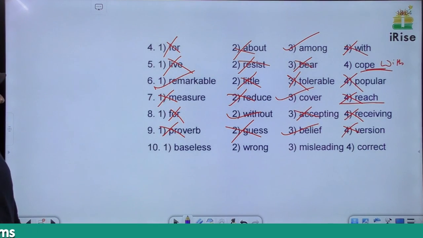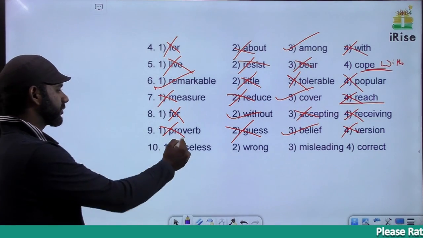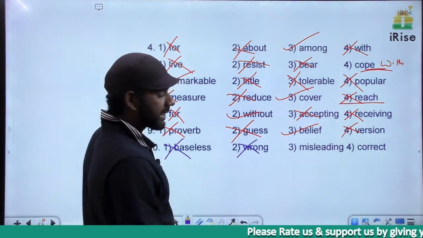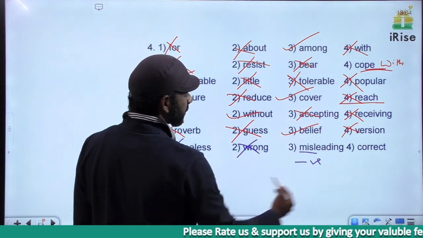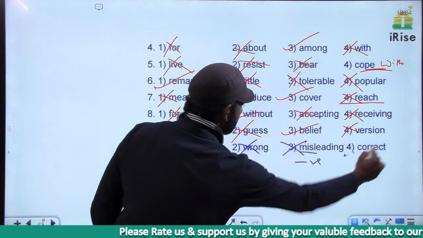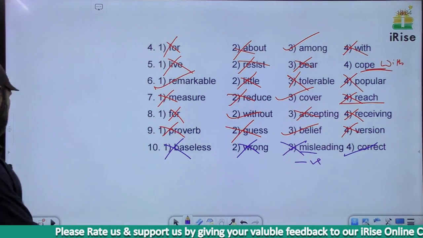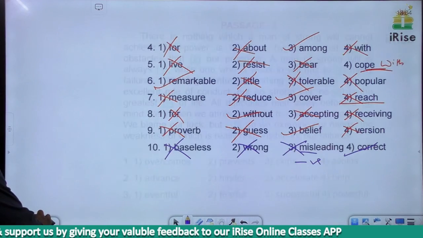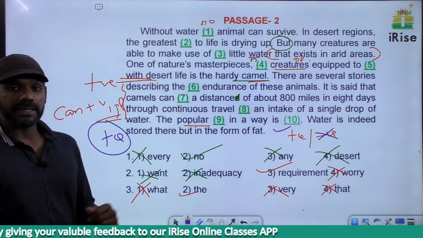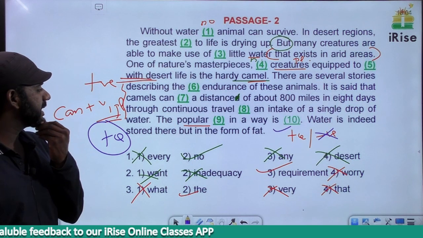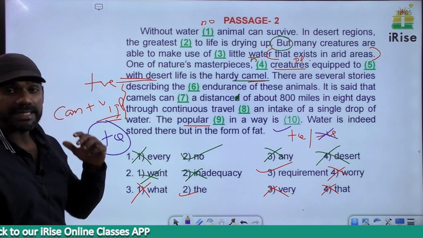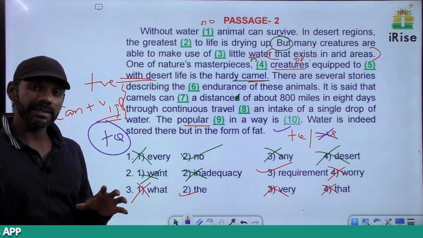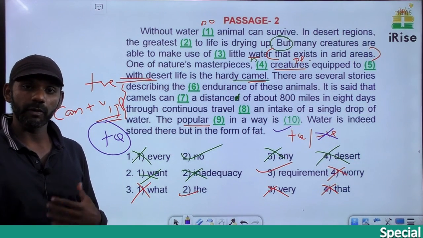Come to the options. Baseless, negative, eliminated. Wrong, negative, eliminated. Misleading, MIS is a negative prefix, negative, eliminated. The answer must be option 4. The popular belief in a way is correct. Come to next statement. Water is indeed stored there, but in the form of fat.